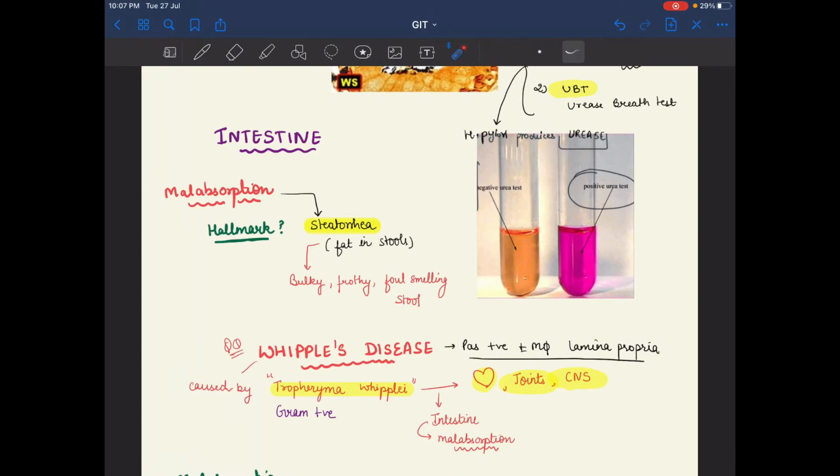So intestine. In intestine, first we discuss the malabsorption syndrome. The hallmark for malabsorption is steatorrhea. Steatorrhea means that there is a lot of fat in the stools, and the stool is bulky, frothy and foul smelling. So in malabsorption syndrome, the hallmark is steatorrhea. Please remember this. And in steatorrhea, the stool is bulky, frothy and foul smelling. So this is about the malabsorption syndrome.